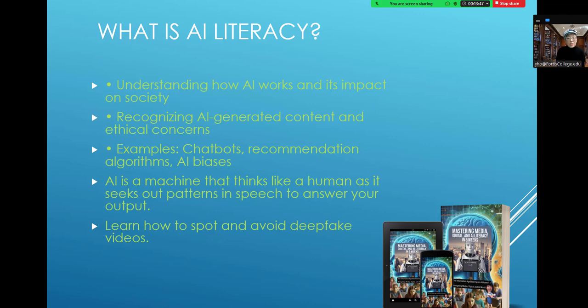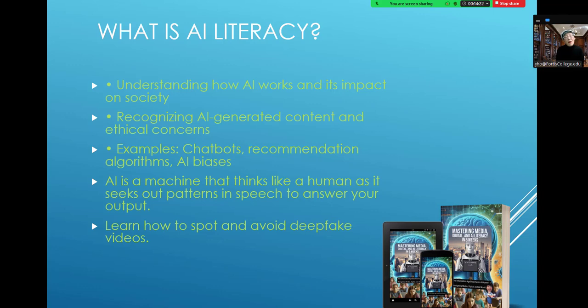AI literacy is understanding how AI works and its impact on society, recognizing AI-generated content and ethical concerns. Examples: chatbots, recommendation algorithms, AI biases. AI, which stands for artificial intelligence, is a machine that thinks like a human as it seeks out patterns in speech to answer your output. And so another danger of AI is to learn how to spot and avoid deep fake videos.